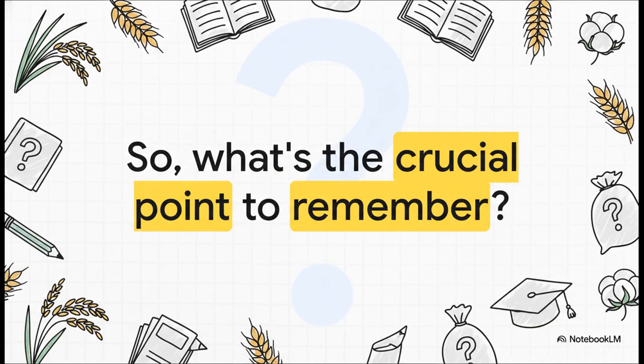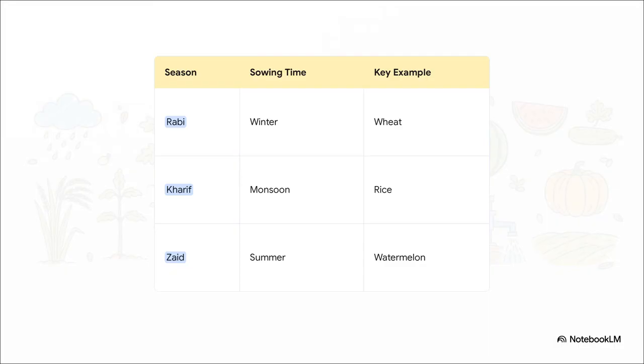Okay, we have covered a lot of ground. So, as we start to wrap things up, what are the absolute must-know takeaways that you need to lock in for your exam? Here it is, all laid out on one simple slide. Rabi is the winter crop, and your go-to example is wheat. Kharif is the monsoon crop, perfectly represented by rice. And Zaid is that short summer season, and you can think of watermelon. Seriously, memorize this table, and you'll have the basics of India's cropping seasons down perfectly.